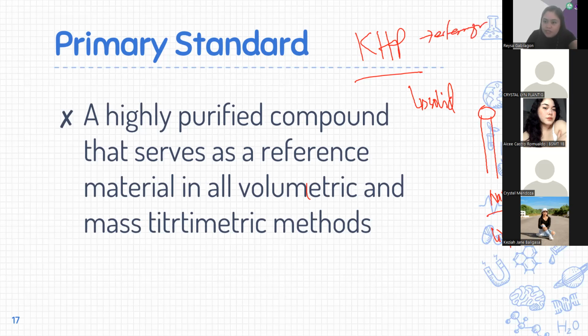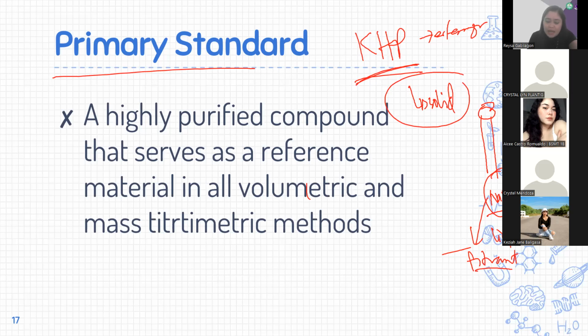And then our supposedly analyte has become the titrant actually during the titration process. Okay? Siya yung analyte pero siya yung naging titrant kasi siya yung nilagay sa buret. And then, ang ginamit kasi during the process is a primary standard. It's a solid substance na ginagamit natin as a reference material sa mga volumetric and mass titrimetric methods natin.